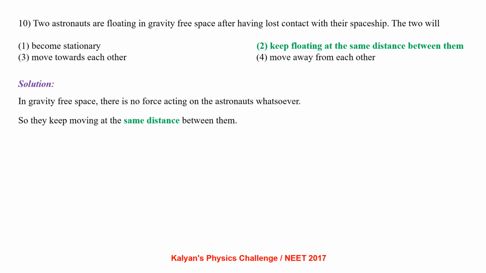Two astronauts are floating in gravity-free space after having lost contact with their spaceship. The two will. As the astronauts lost contact in gravity-free space, there is no force acting on the astronauts whatsoever. So they keep moving at the same distance between them.